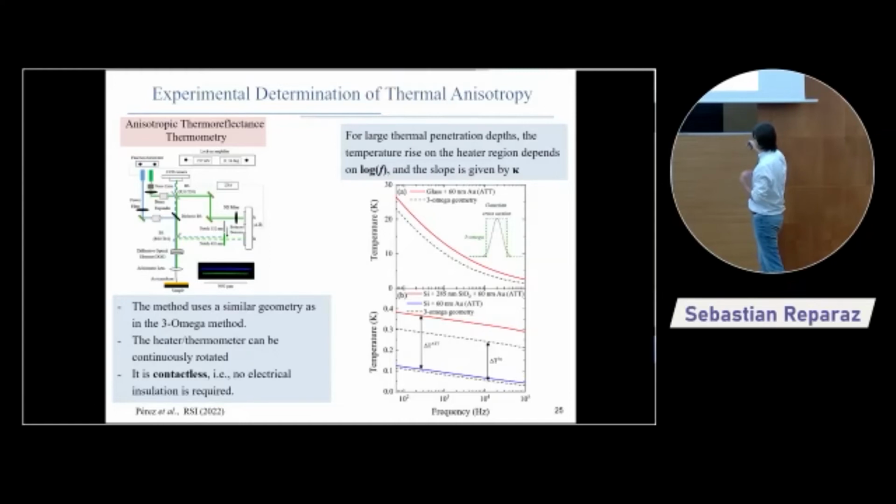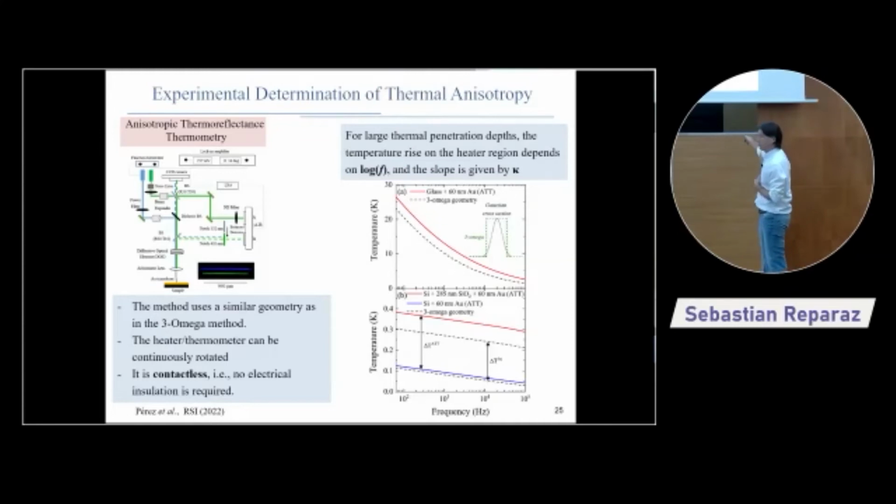In the case of silicon, this is the blue curve here. You have a much larger thermal penetration depth. This means much larger than the dimensions of your transducer. Then the response is linear. From this slope, you get the thermal conductivity. And if you now put a thin film, in this case, 285 nanometers of silicon oxide, then you have an offset.